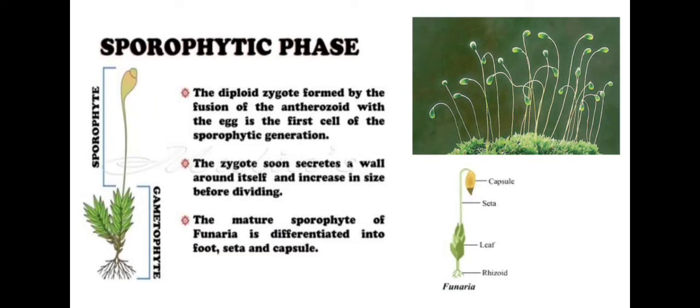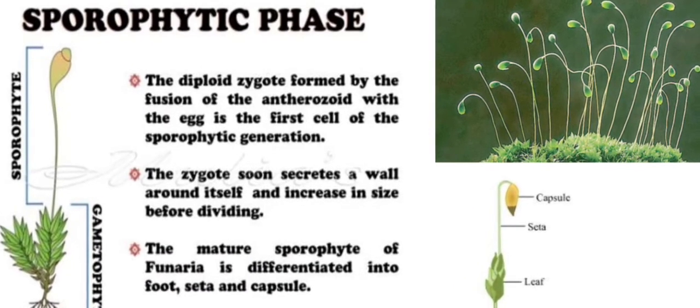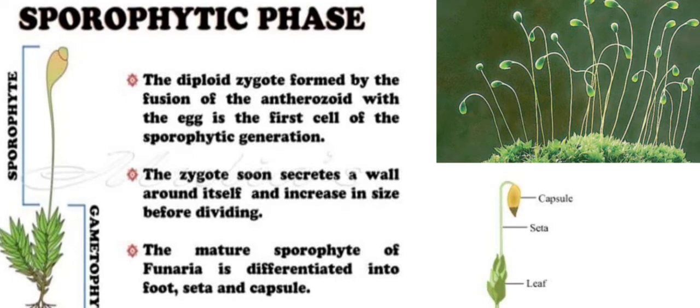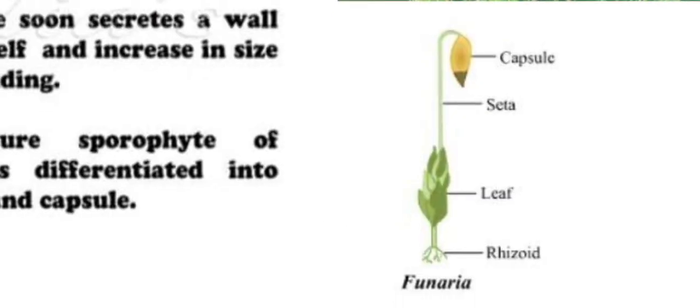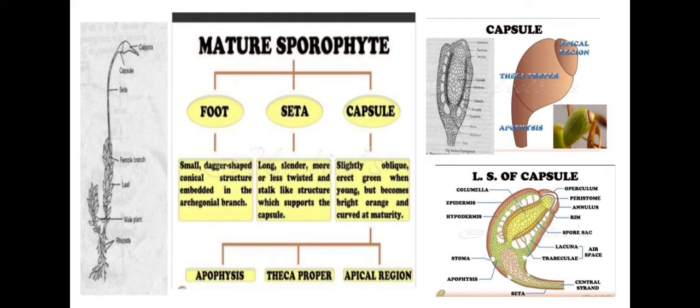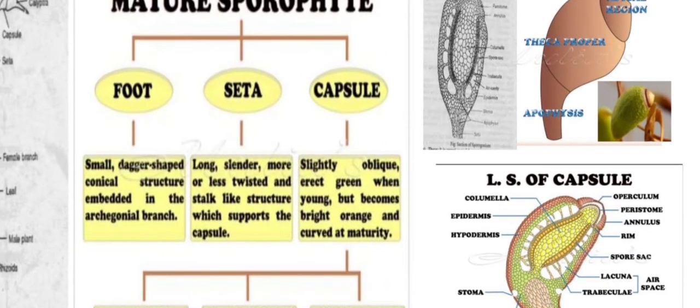Next is the sporophytic phase. The diploid zygote formed by the fusion of the anthrazoid with the egg is the first cell of the sporophytic generation. The zygote soon secretes a wall around itself and increases in size before dividing. The mature sporophyte of Funaria is differentiated into foot, seta and capsule, as you can see in this image. So you can see that the mature sporophyte has three parts: foot, seta and capsule.